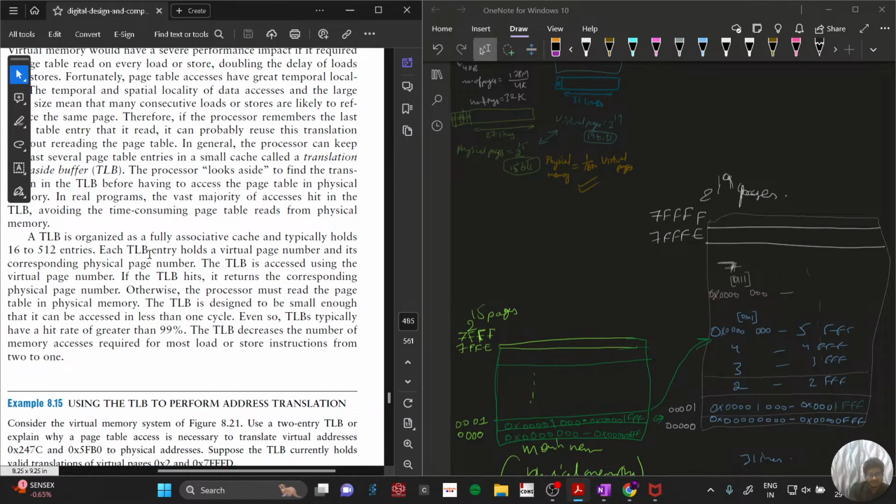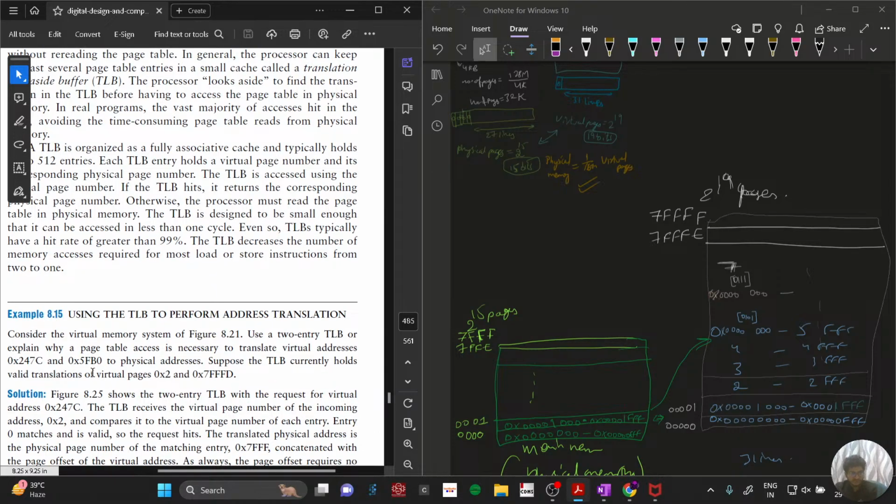A TLB is organized as a fully associative cache and typically holds 16 to 512 entries. Each TLB entry holds a virtual page number and its corresponding physical page number. The TLB is accessed using the virtual page number. If the TLB hits, it returns the corresponding physical page number. Otherwise, the processor must read the page table in physical memory. The TLB is designed to be small enough that it can be accessed in less than one cycle. TLBs typically have a hit rate of greater than 99%. The TLB decreases the number of memory accesses required for most loads and stores to one.